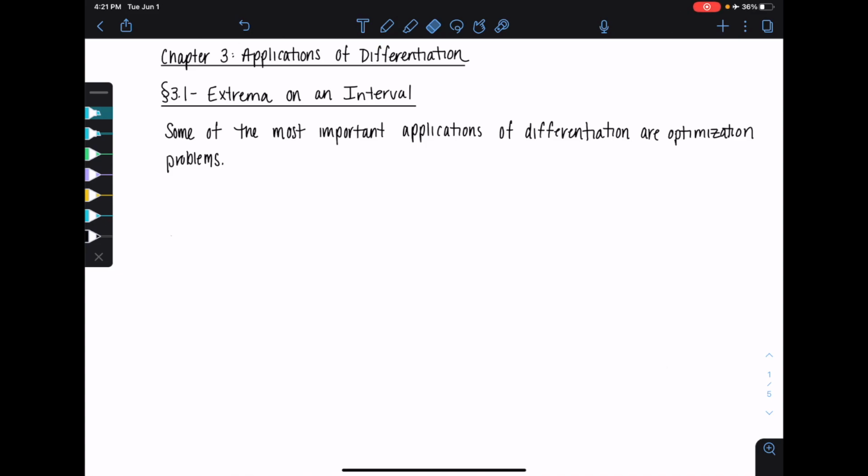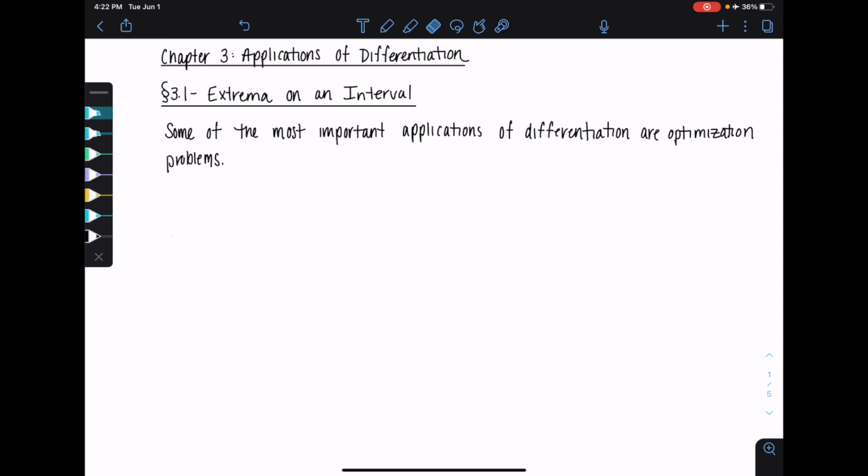Now that we've got a bit of a handle on taking derivatives, we want to talk about applications. And so the first thing we're going to do is talk about an extreme on an interval, because this is going to give us one of the realistic applications of differentiation. Some of the most important ones being optimization problems.